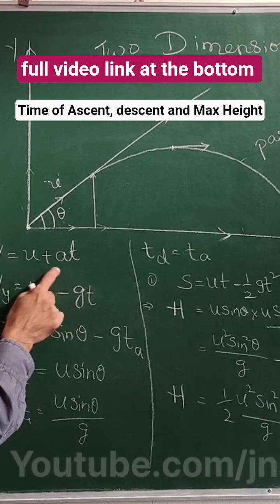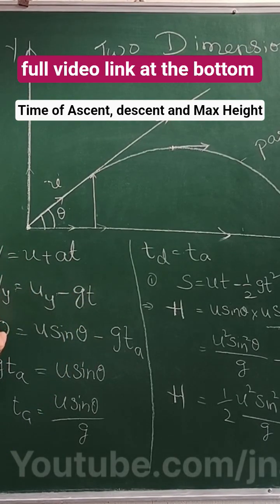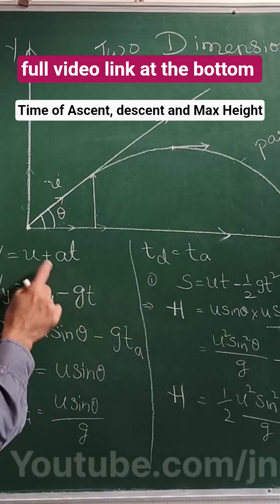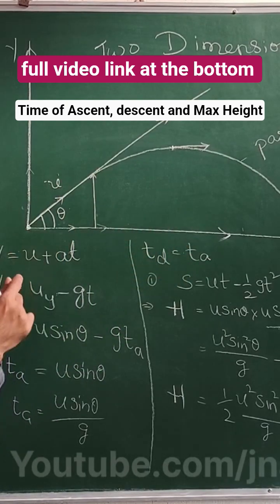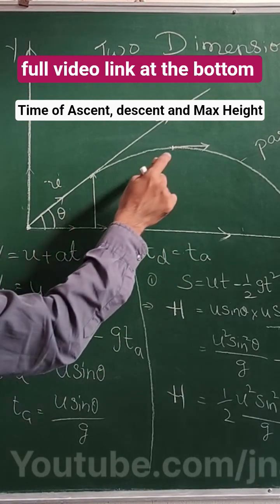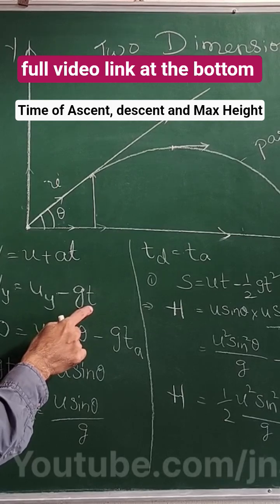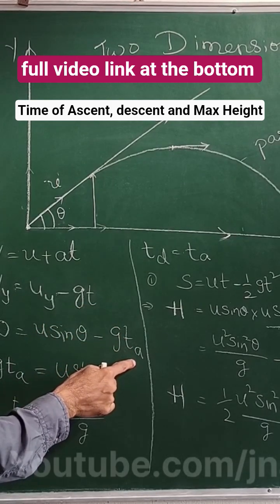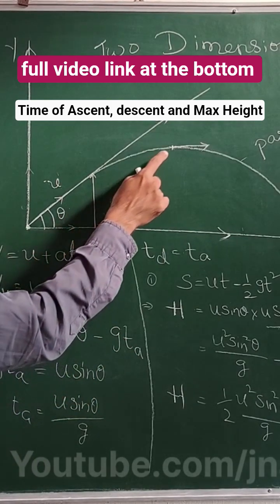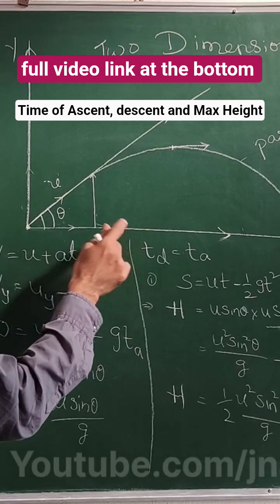Any point. This formula will give you the velocity of the object at any point in its path. This is the general formula. But at the maximum height, t is equal to the time of ascent, so we will substitute that, and at the maximum height, the vertical component of velocity becomes 0.